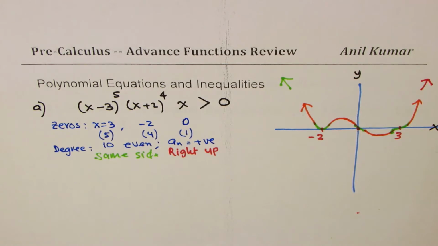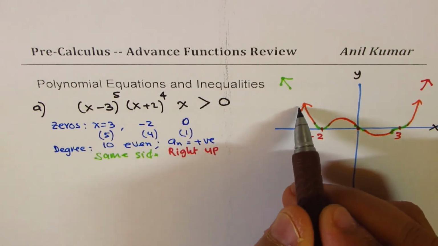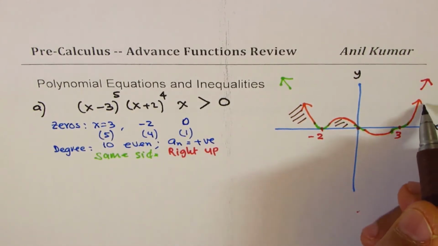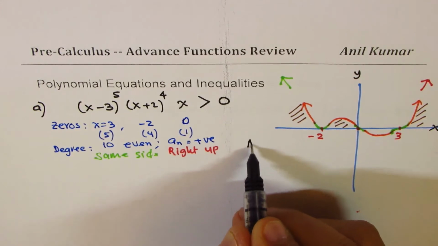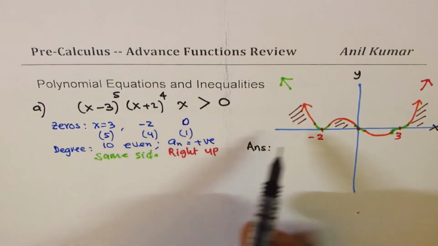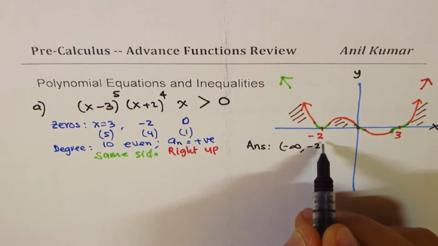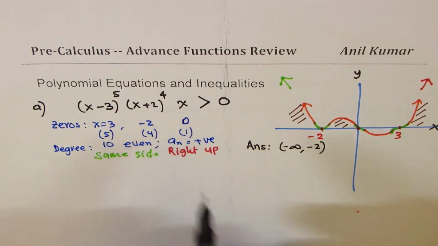Perfect. So what you see here is the interval where the polynomial is greater than 0. So all this portion, it is greater than 0. Here it is greater than 0, and also at this side it is greater than 0. And so you could write down your solution that the answer here is from minus infinity to minus 2. Do not include minus 2 since it is not greater than 0. Do you get the idea?